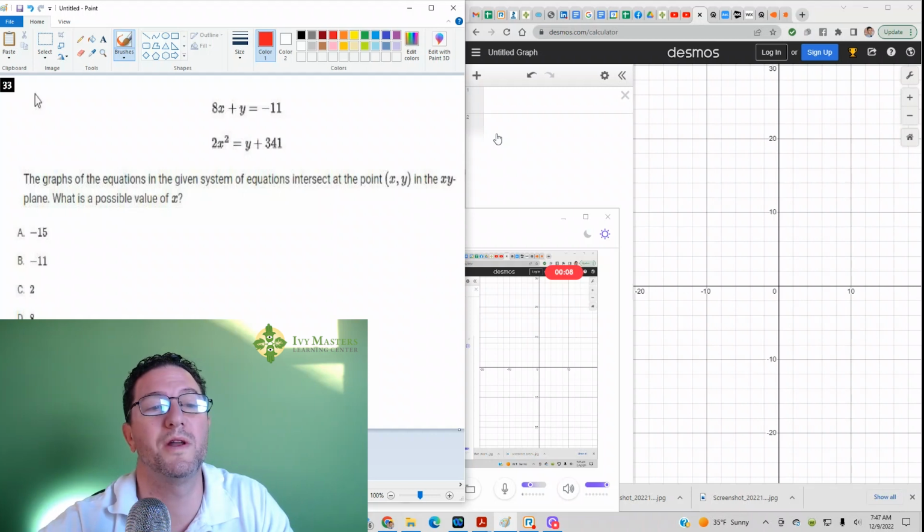We're going to look at the 33rd question from Digital SAT Test 1, and 33 reads: the graph of the equations in a given system of equations intersect at the point (x, y) in the xy-plane. What is the possible value of x?